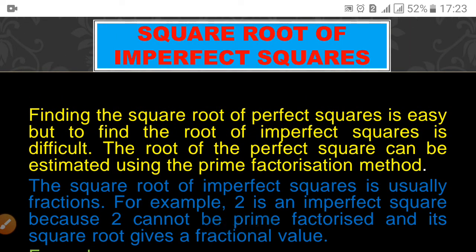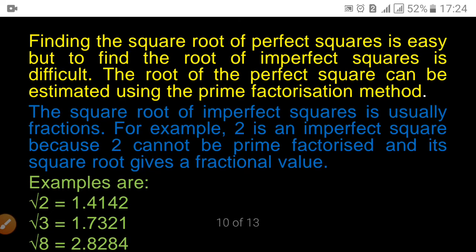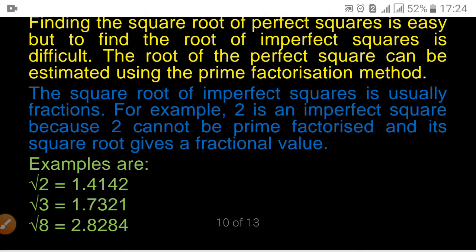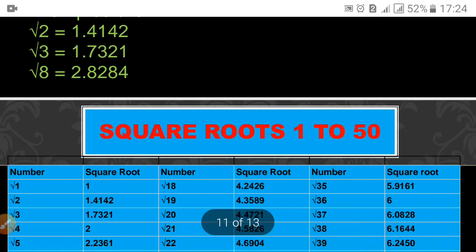Next is square root of imperfect squares. Finding the square root of a perfect square is easy, but finding the root of an imperfect square is difficult. The root of imperfect squares can be estimated using prime factorization or the division method. The square root of an imperfect square is usually a fraction. For example, 2 is an imperfect square because its square root gives a fractional value. Examples are square root of 2 is 1.4142, square root of 3 is 1.7321, and square root of 8 is 2.8284. And with the help of a calculator, you can easily find the square and square root of any number.